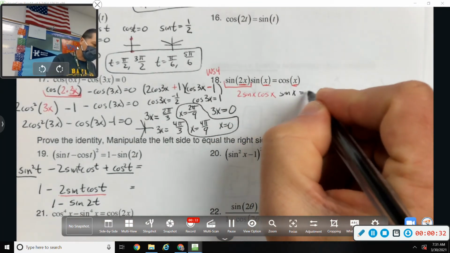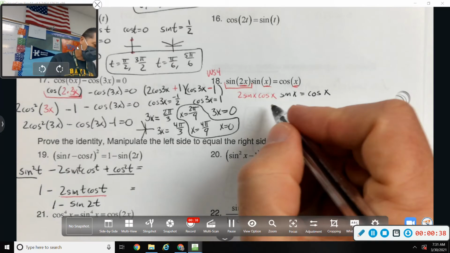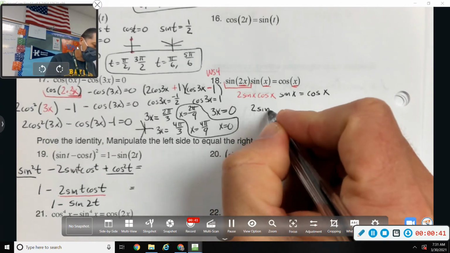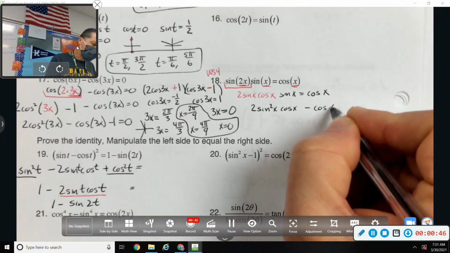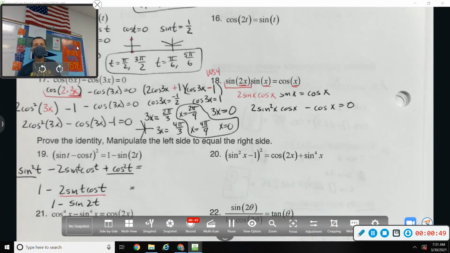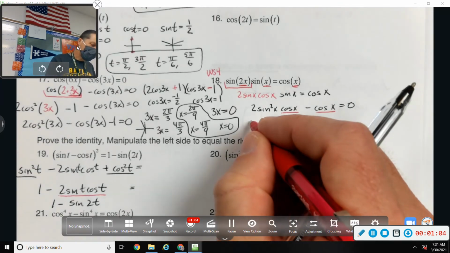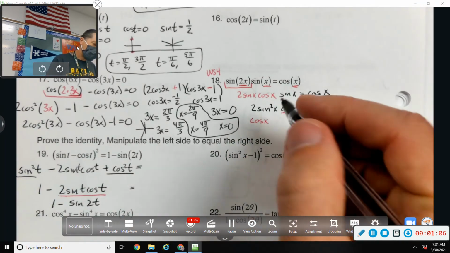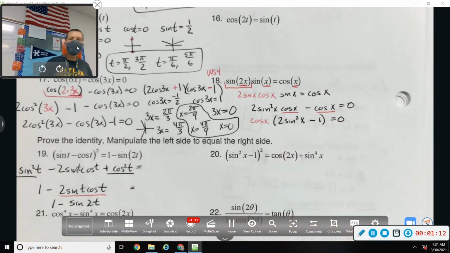So sine x equals cosine x. Kind of tight for space, so I can do a couple things at once. Sine times sine is sine squared, and I'll move the cosine over. Okay, so now I've got everything in terms of x instead of 2x, so that's good. I see that both of these have a cosine in them, so I can factor out that cosine. And that leaves 2 sine squared x minus 1 equals 0.